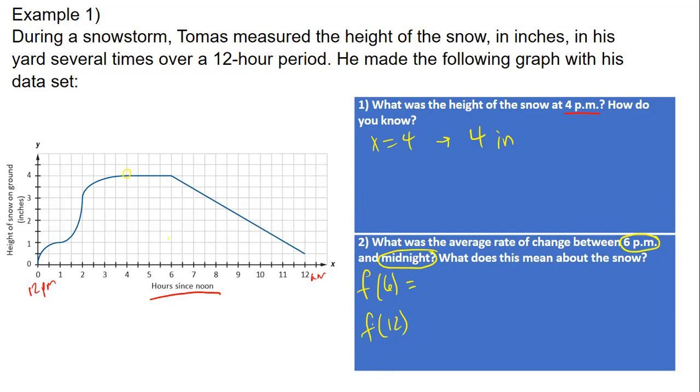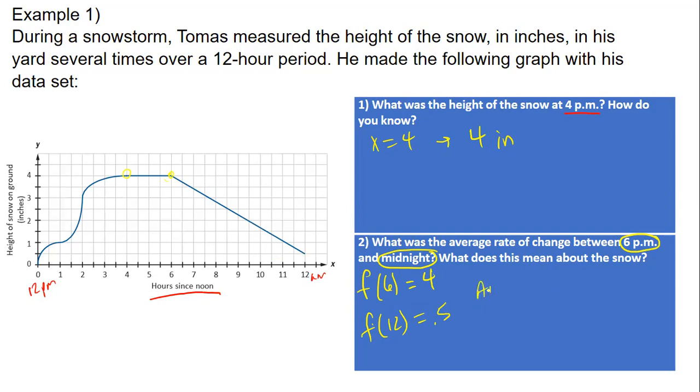So what is f of 6? 4, right? We go to 6, go up, and we get 4. What is f of 12? 0.5. Okay, that is all step 1 was making sure you'd be able to do, can you read the graph? Okay, do I have enough to find the average rate of change?